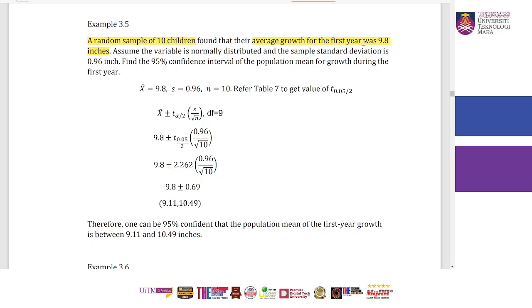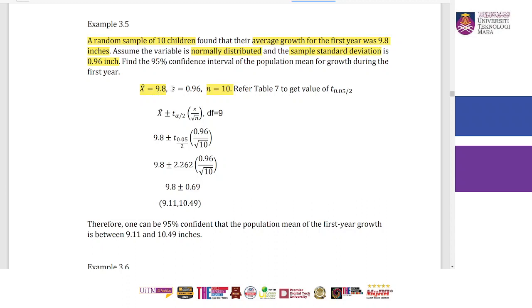Okay, so 9.8 ni refer kepada the 10 children. So that means dia punya X bar. That's why you have the X bar here to be 9.8 and then N is equal to 10. And then assume the variable is normally distributed. Kalau tak ada assumption normally distributed, kita tak boleh gunakan T distribution. Okay, dia mesti ada assumption bahawa it is normally distributed. And the sample standard deviation is 0.96 inch. So, dia bagi sample standard deviation.